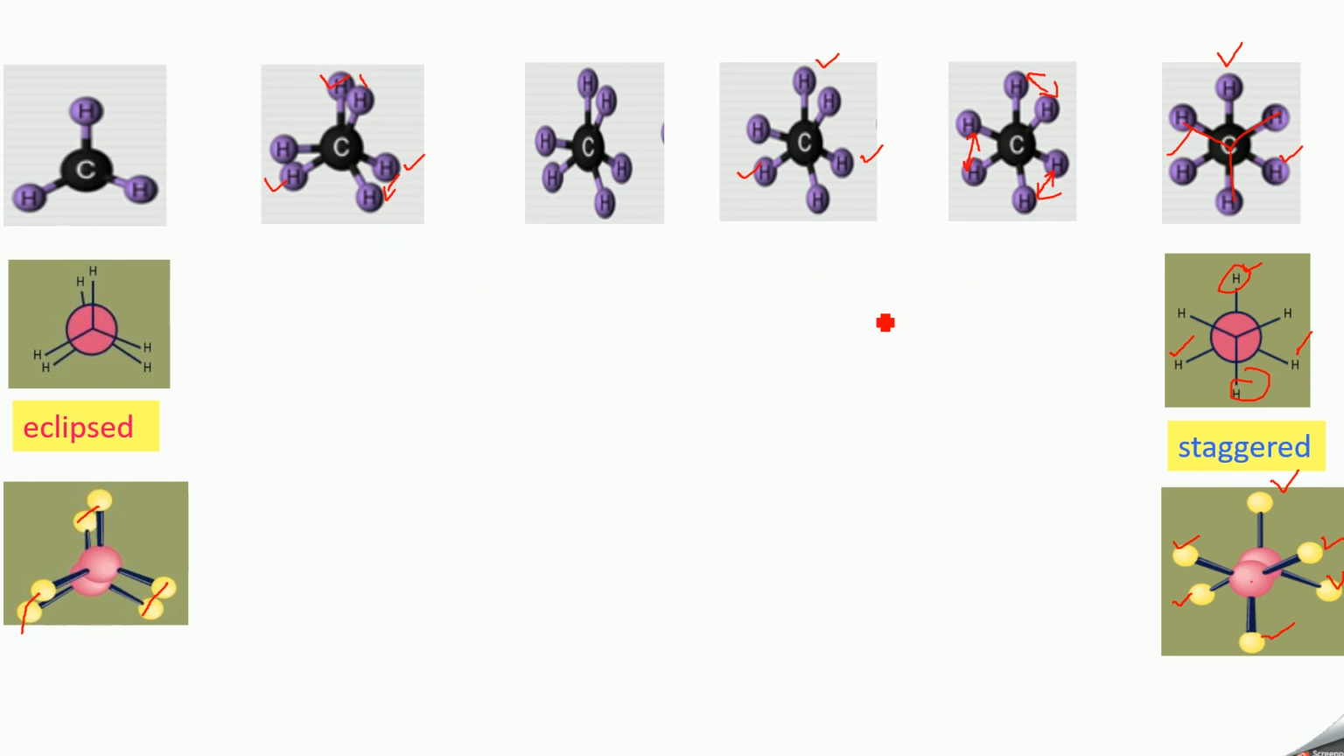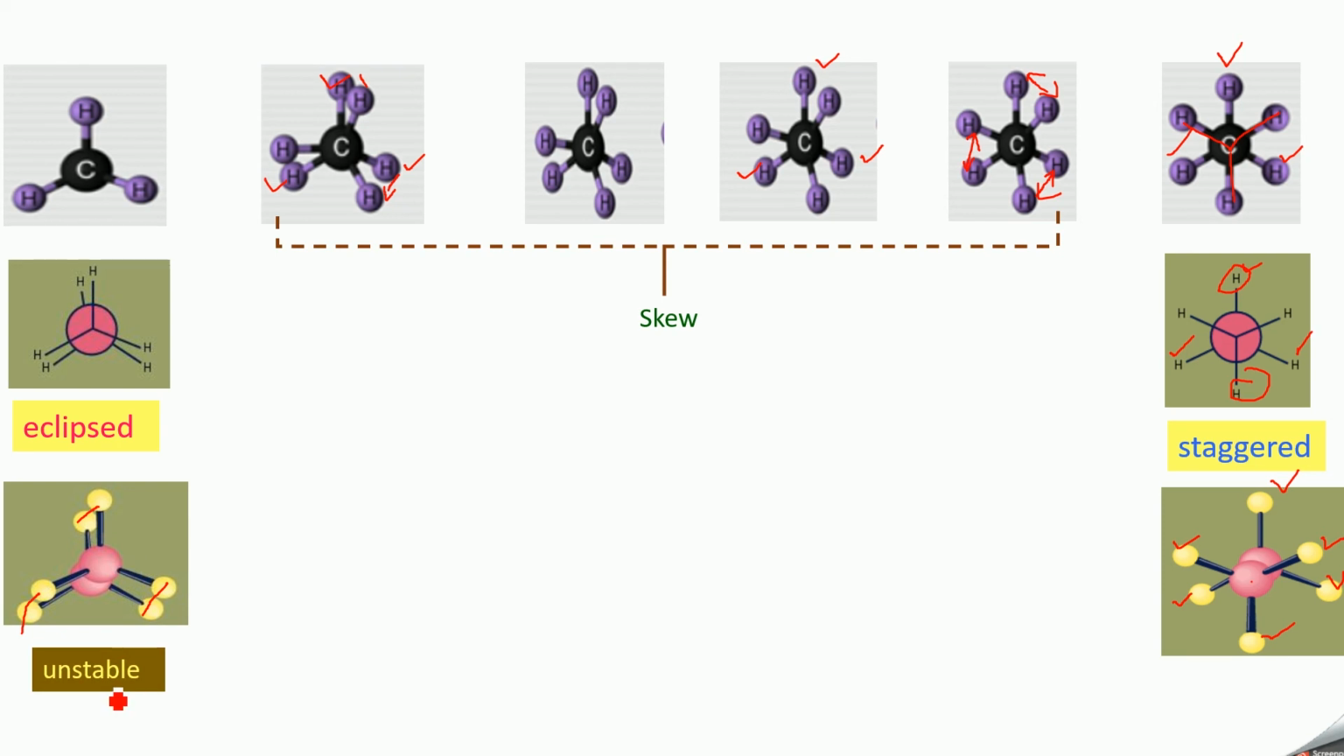Now in between eclipsed and staggered form, whatever forms we have, that is what we call the skew form or gauche form. Take the eclipsed form. Here these two hydrogens are very close to each other. So there will be a steric hindrance. This hydrogen will hinder the other hydrogen. So there will be a steric hindrance. So the energy of this form is very high. So this form is highly unstable.